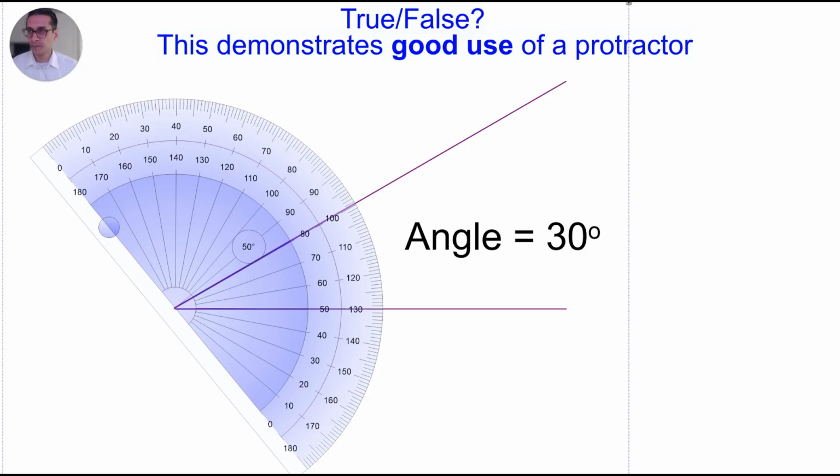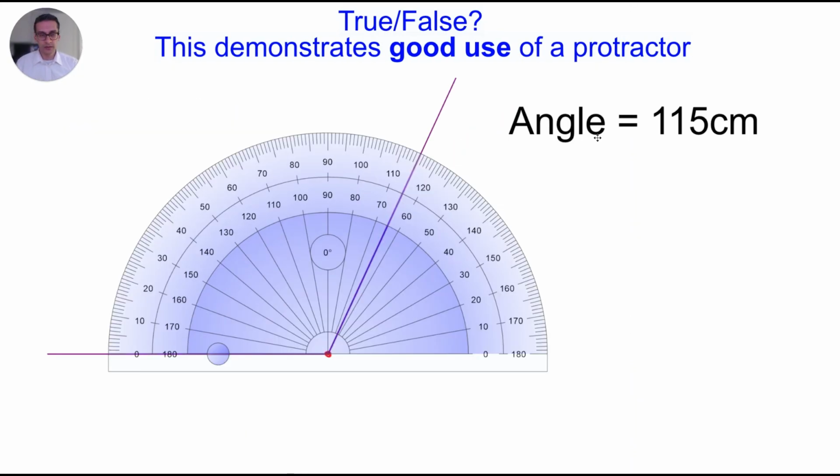Okay. What do we think about this use of protractor? So I can see it's lined up well. We're using the outside scale because it starts from 0 and it goes to 110, 115. So that measurement is correct. However, you may have spotted it's not in centimeters. You measure angles in degrees. So it should say 115 degrees. Make sure you get the units correct. Otherwise you lose easy marks.